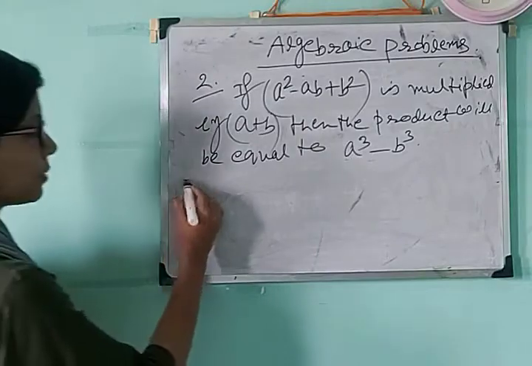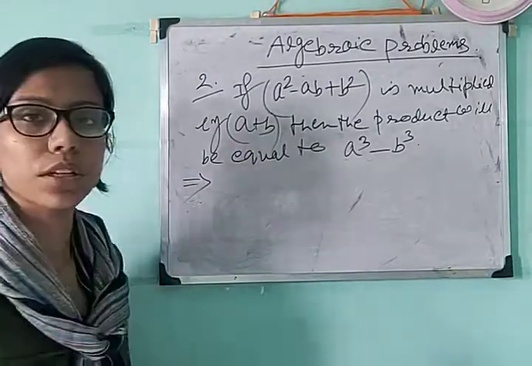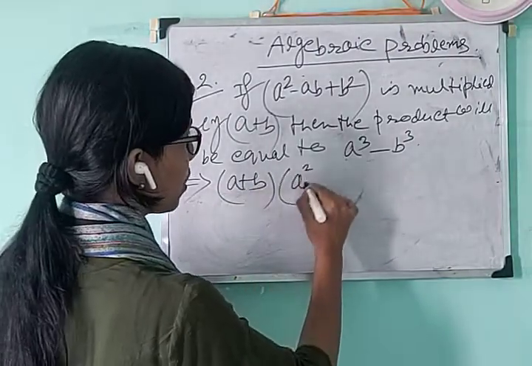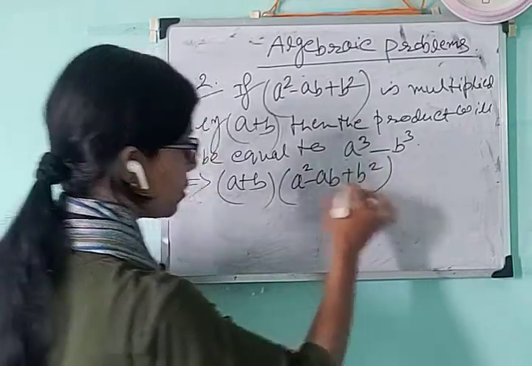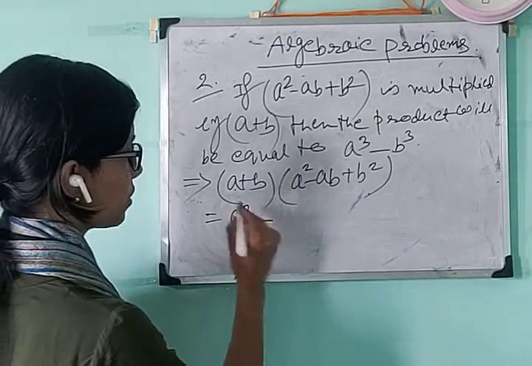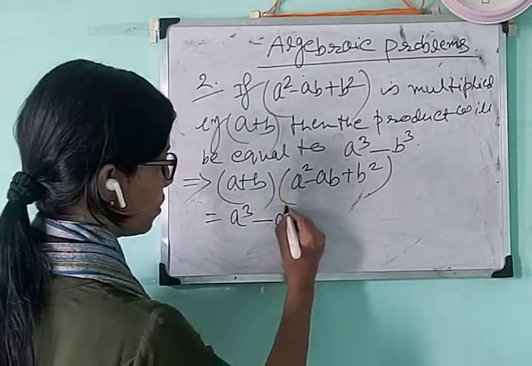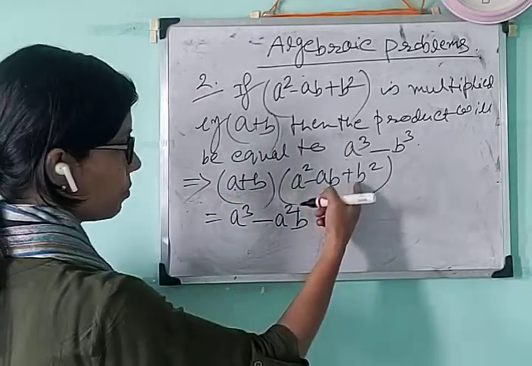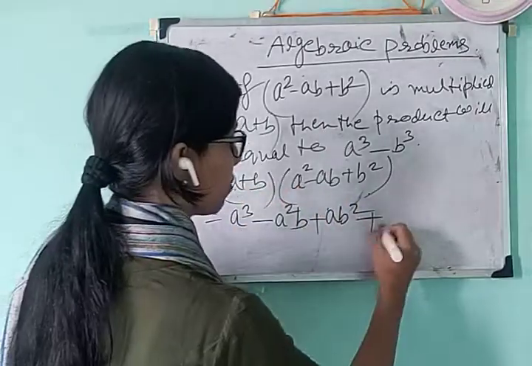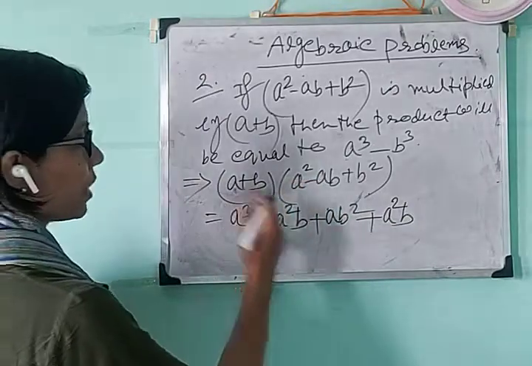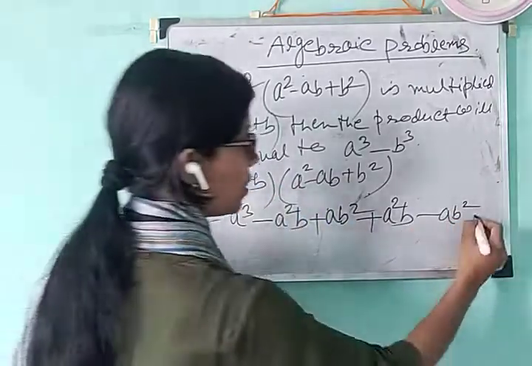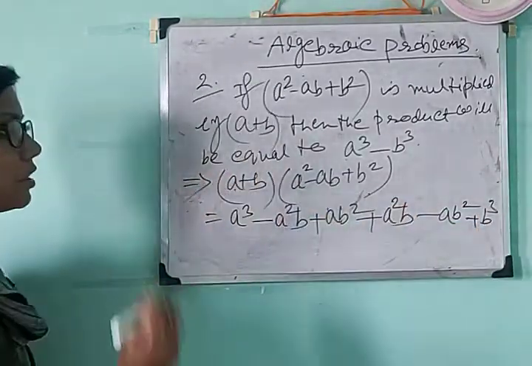Okay, do it. Multiply a plus b with a square minus ab plus b square. So at first a cube, then plus and minus a square b, and then ab square, plus ab square. Again a square b, plus a square b. This plus minus, that is ab square, and here plus b cube, b square into b, that is b cube.